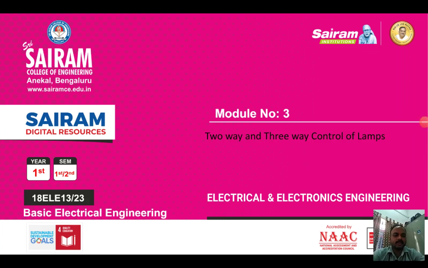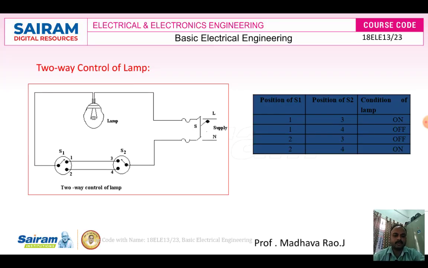Hello students, in this video we are going to discuss two-way and three-way control of lamps. First one, two-way control of lamp. This lamping system we can also call a staircase lamping system, staircase lamp. Suppose in an examination they ask to explain staircase lamp, it means we have to explain two-way control of lamp.